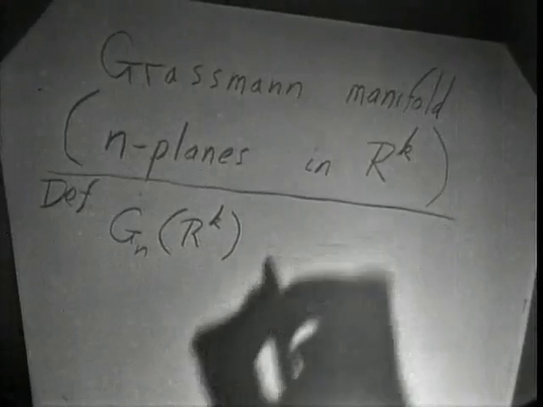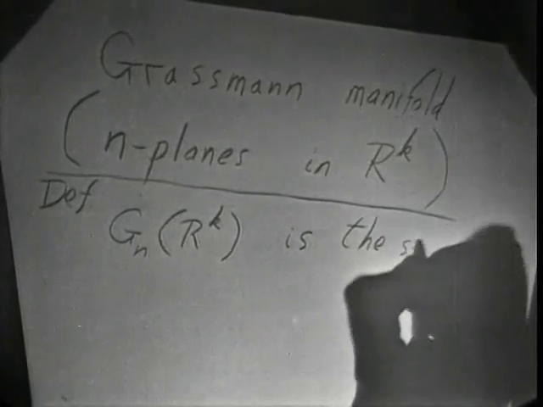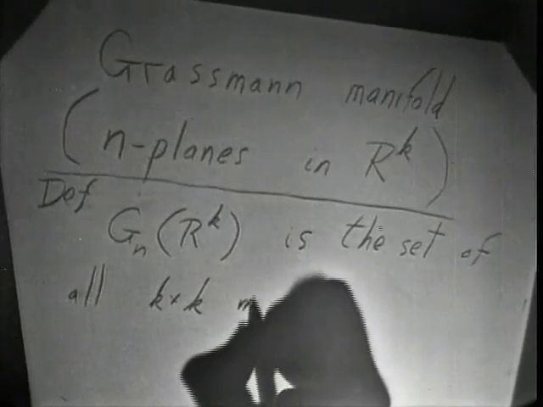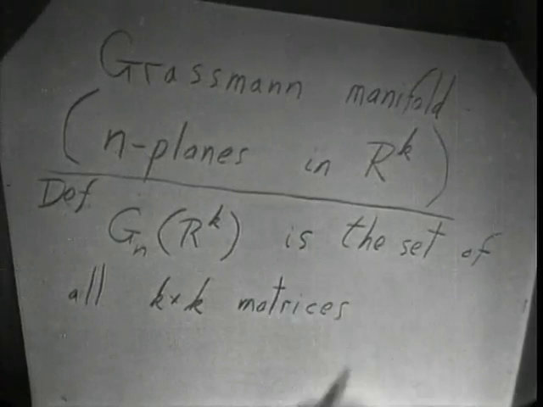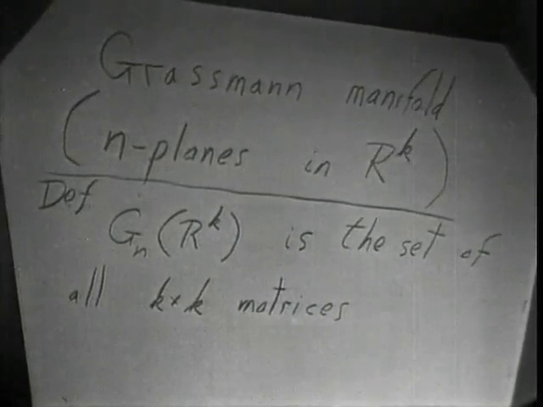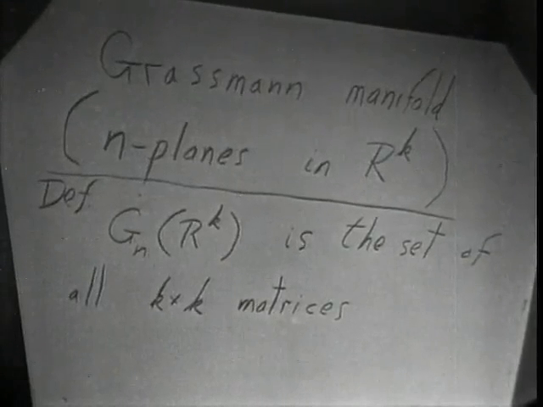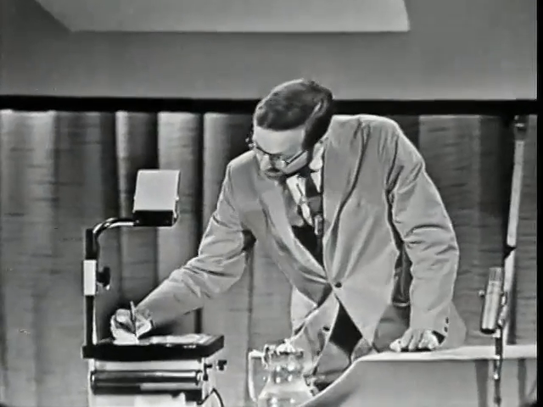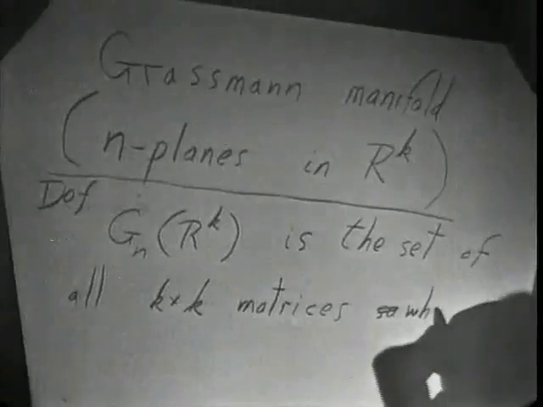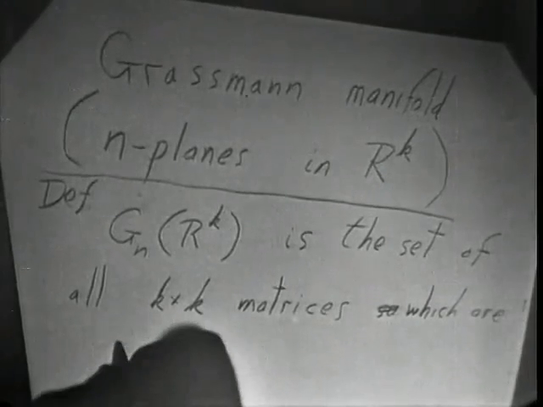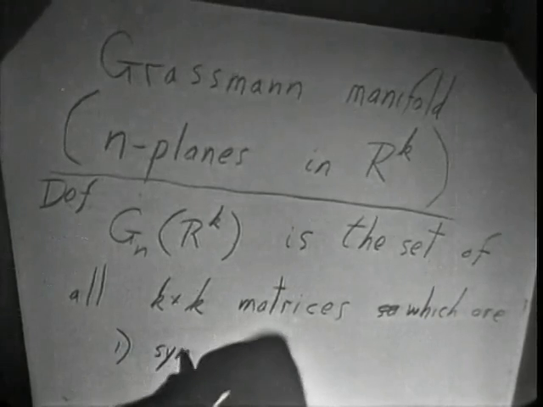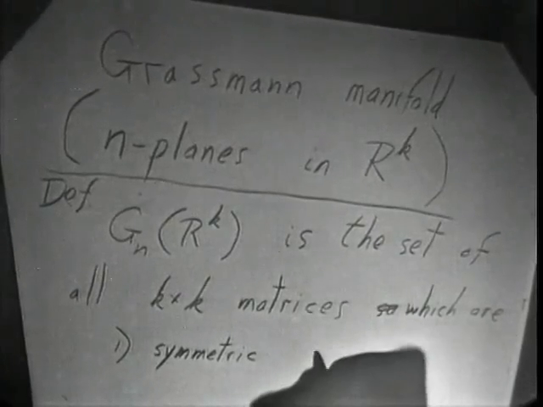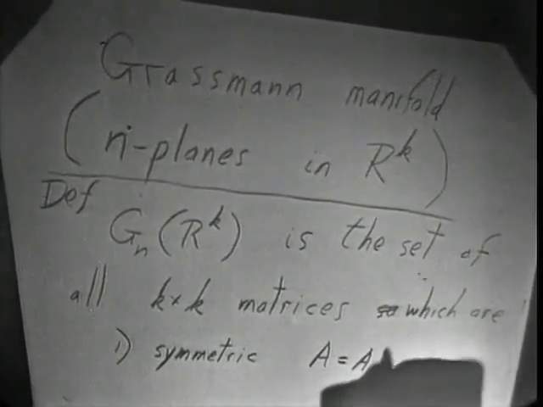G_n of R^k is the set of all k by k matrices which satisfy certain conditions. If I just said the set of all k by k matrices, I would have a Euclidean space of dimension k squared. So it's clear already that we have a subset of a Euclidean space. All k by k matrices which are, and the first condition is, symmetric. Let me write the matrix as A, so A is equal to A transpose.